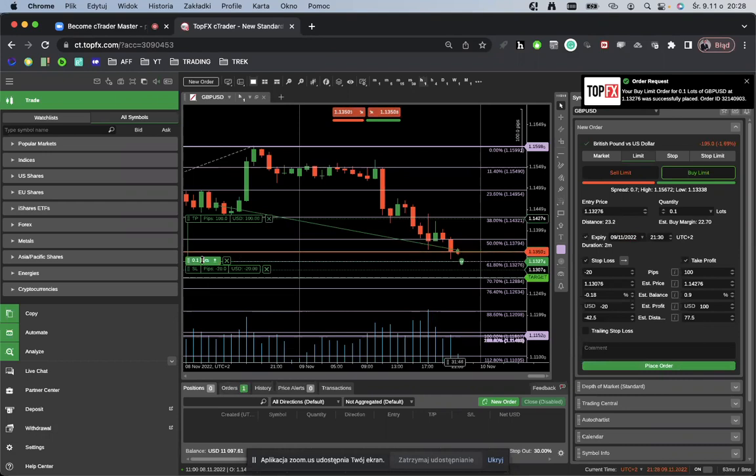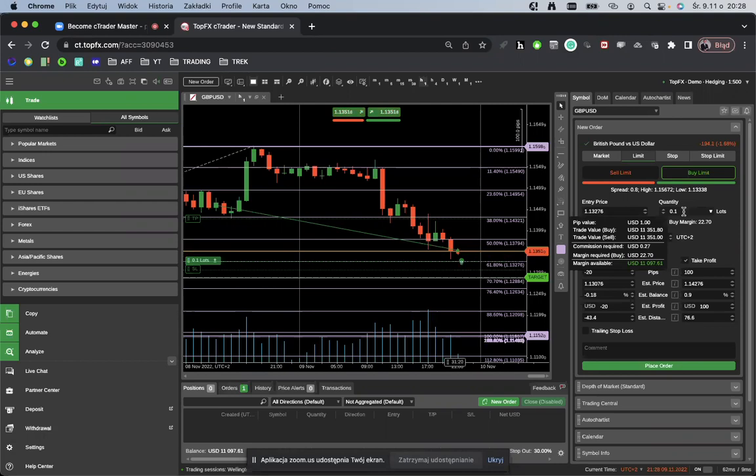This order is not on the market. This is a pending order, which means this is a buy limit order. And if during the next hour, market will hit the level of 1.1327.6, then this trade will get activated. It won't be pending anymore, and you will be in trade. You will trade 1 mini lot of the cable, risking 20 pips.